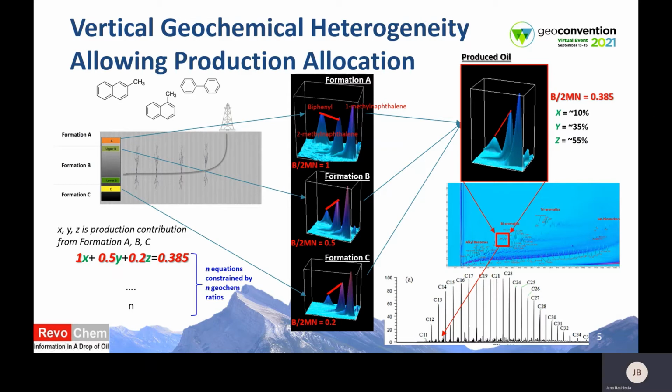Another really important thing about using high quality data is that you can see here in our GC by GC chromatogram, these two compounds, the biphenyl and 2-methylnaphthalene, plot right here. Along the x-axis, that's very similar to where our normal alkane 13 plots. So in a traditional one-dimensional gas chromatogram, those would co-elute and you would lose the ability to use this compound ratio. We select robust peaks like these for our production allocation.